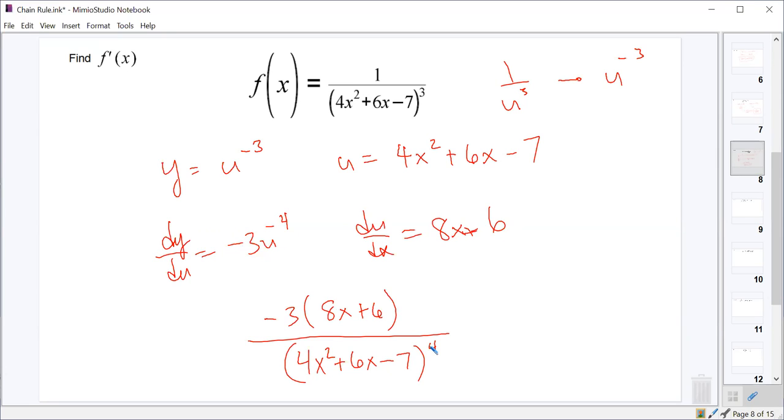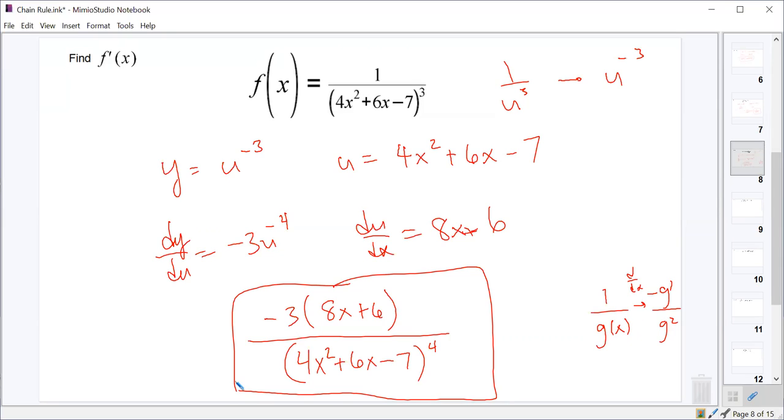Oh wait, can you jog my memory on the reciprocal rule again? The reciprocal rule just says if I have 1 over a function g, the derivative is -g prime over g squared. Yeah, all right. So you could use that if you wanted to, but I think it's easier to just write it as a negative exponent and use the power rule.